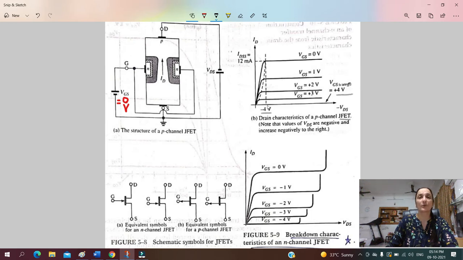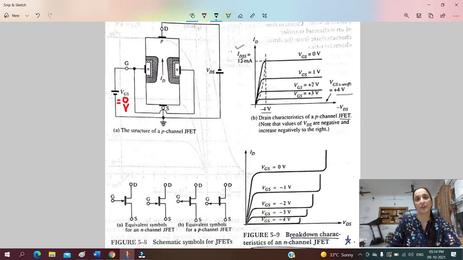So at this point, when the magnitude of VDS becomes equal to the pinch off voltage, then drain current levels off. I am right now talking about when VGS is equal to 0 volt. So the value of this current when the pinch off occurs for VGS equal to 0 is known as IDSS.